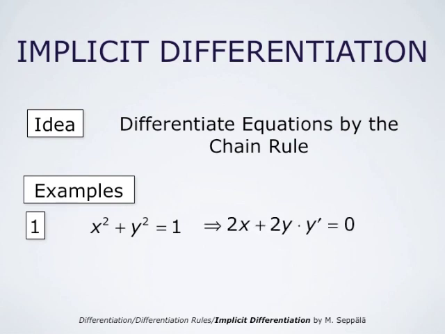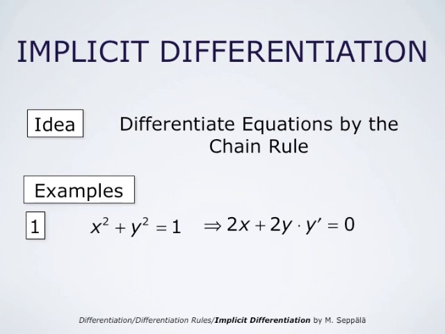When we differentiate x squared with respect to x, we get 2 times x. When we differentiate y squared with respect to x, we must use the chain rule. The outer function is variable squared and the inner function is the unknown function y. So when we differentiate y squared with respect to x, we get 2 times y times y prime, the derivative of y. And this now must be 0 because the derivative of 1 is 0.